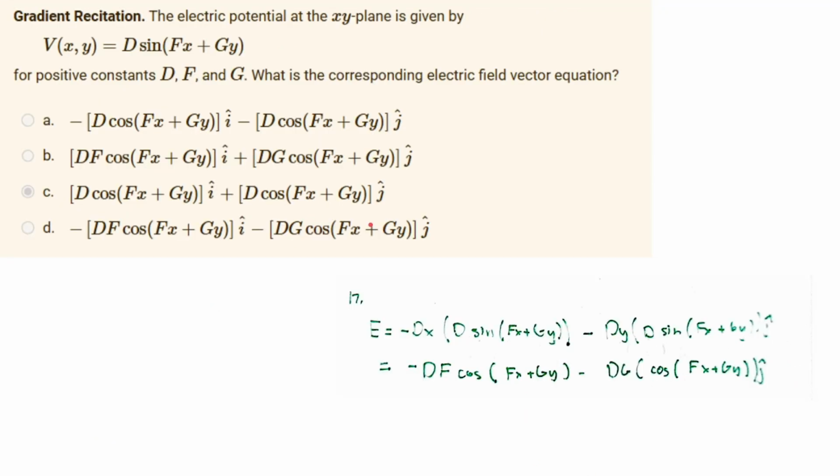B. So this one is your differential derivatives, but just make sure to brush up on your derivatives. If you derive e to the negative dx, d sine fx gy, it becomes, remember to bring out the f, df cos fx gy, dy, d sine fx gy, dg cos fx gy. We know it is this one over here.